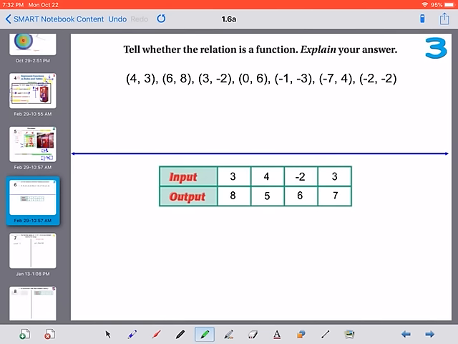So let's take a look at a couple examples. Tell whether the relation is a function. Explain your answer. So if we looked at each of these, if I push the button 4, I get out a 3. If I push 6, I get out 8. If I push 3, I get out -2.